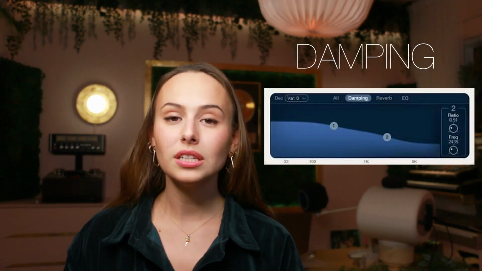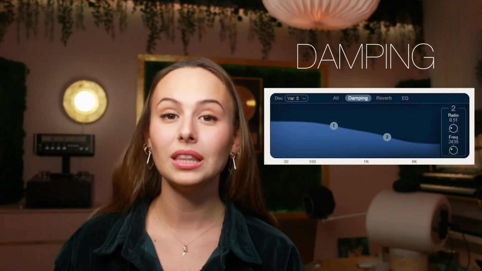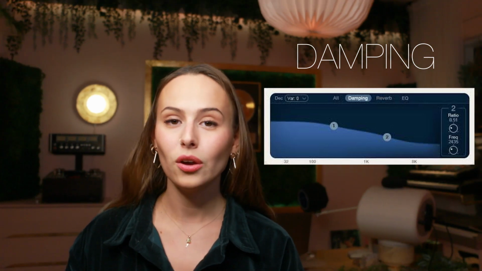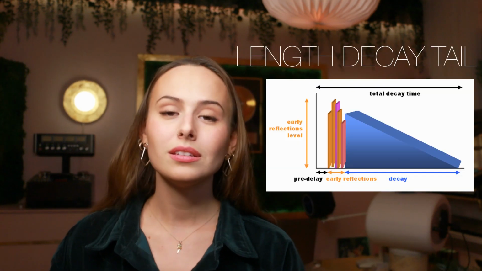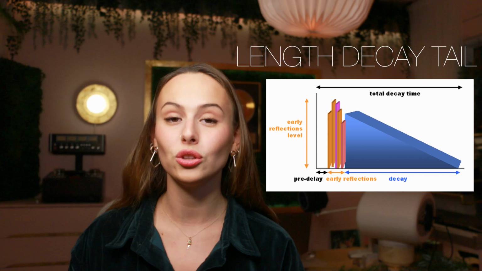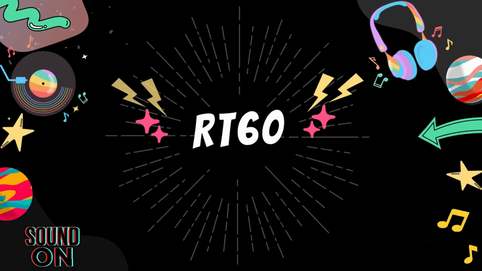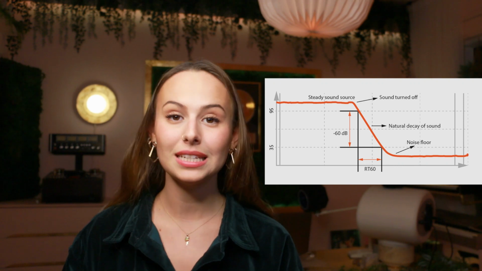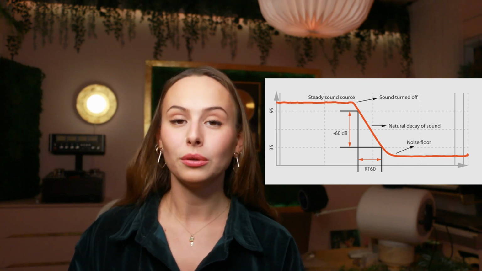Damping, the softness of the emulated reverb, meaning the attenuation of high or bright frequencies. Dry, wet, so this will control the amount of the original signal versus the reverb signal. Length, decay, or tail, the length of time it takes the reverb tail to lose energy and fade away. RT60 is the time it takes a sound to decay by 60 dB, which is the average perceptible reverb tail.